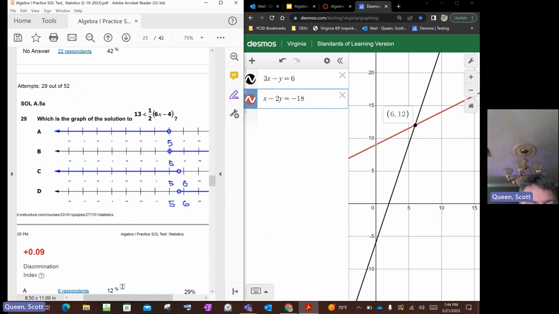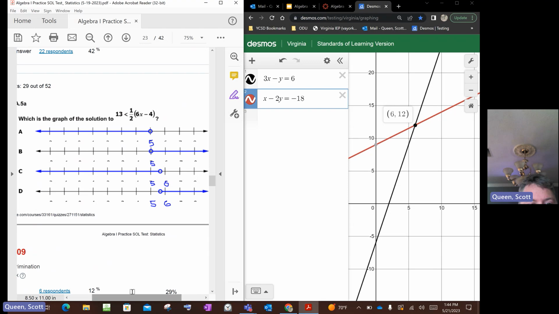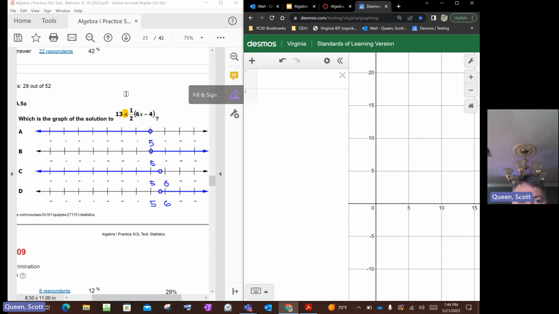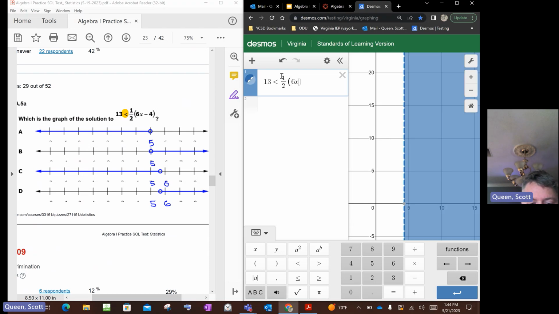Okay. Now, a lot of people actually missed this one. This is still graphable. We did this way back when it was just one line. Too many people went with what they see right here, but that only works, it points the way only if the variable is on the left side. It is not. And even if you didn't know that, throw this equation in Desmos and graph it, see what it looks like. 13 is less than 1/2, and parentheses 6x minus 4, and look at that lovely graph.